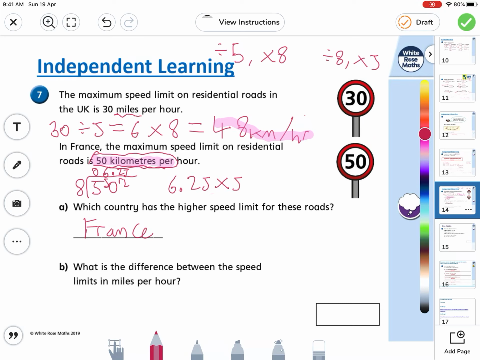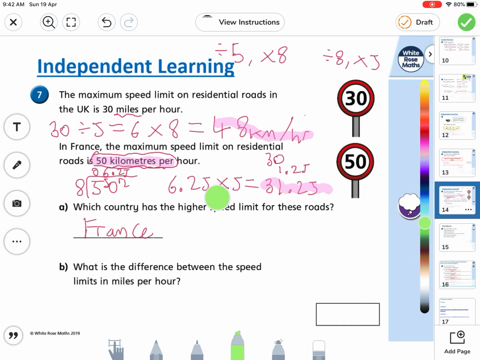And then I can multiply that by 5. Okay, 6 times 5 I know is 30. And then 0.25 times 5 is the same as 1.25. I can add them together for my answer. So I have 31.25.